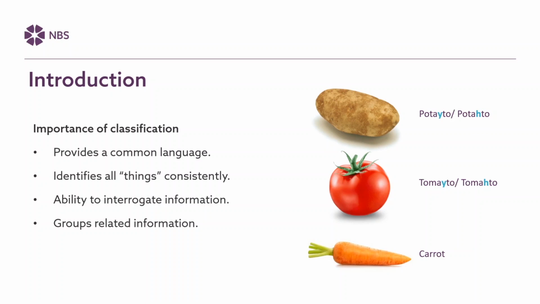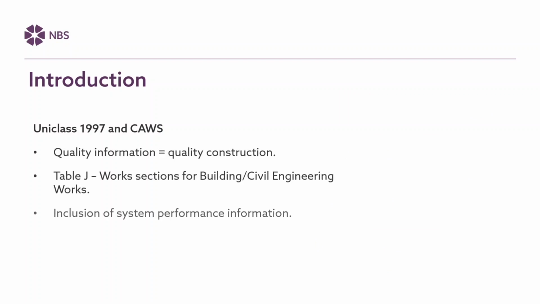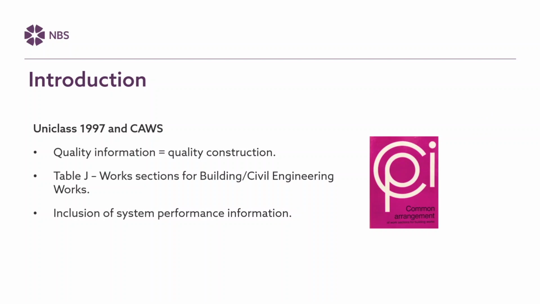So how did we get to where we are today? The industry has used Common Arrangement of Work Sections, or CAWS, for many years, originating back in 1987. It established a consistent structure for specification and bills of quantities, and its development was a result of research that demonstrated quality of information was a very significant factor in the quality of on-site construction.